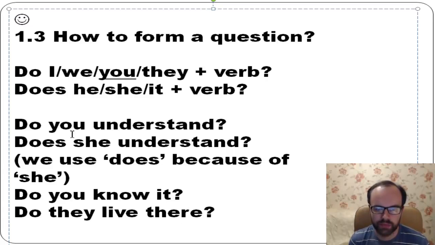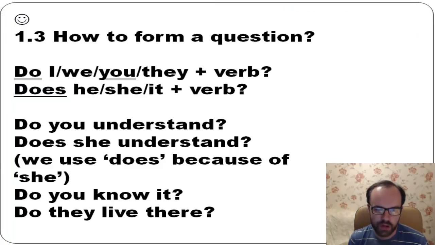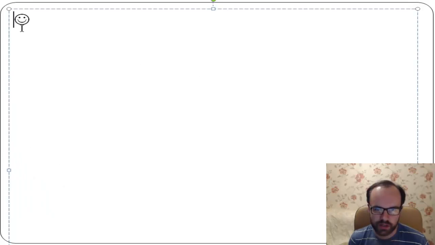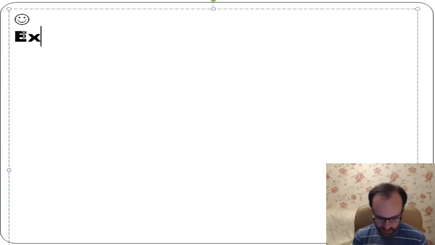Okay. How to form a question? So do, if you have I, we, you, they plus verb, and does, if you have he, she, it plus verb. So do you understand? Does she understand? We use does because of she. Do you know it? Do they live there? Okay, some exercises. I think that you need these exercises.